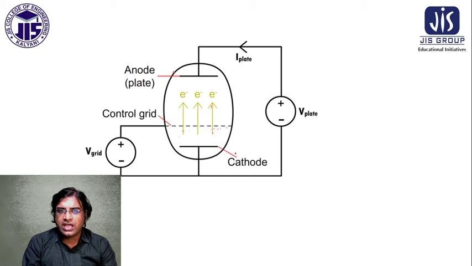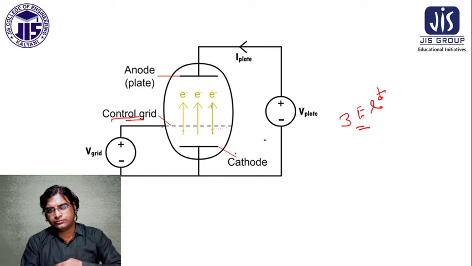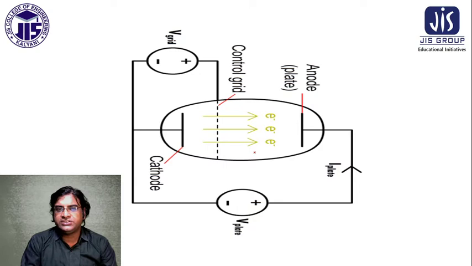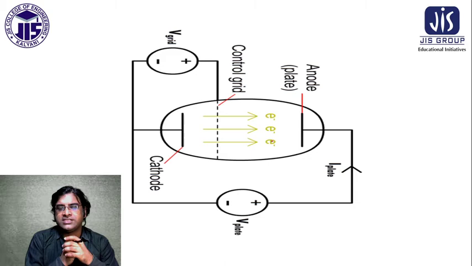So there are three electrodes, that's why it is called a triode, okay. Next, I'm just asking you one question. This triode, you have already seen this triode, everybody, you have seen this triode in your house also.